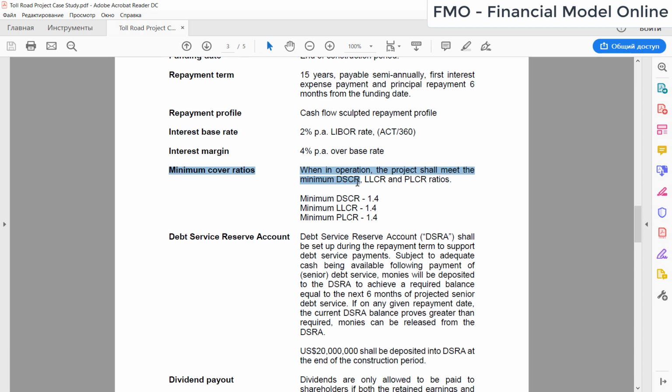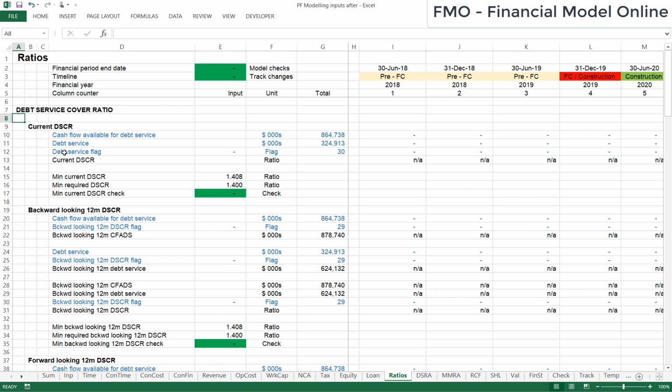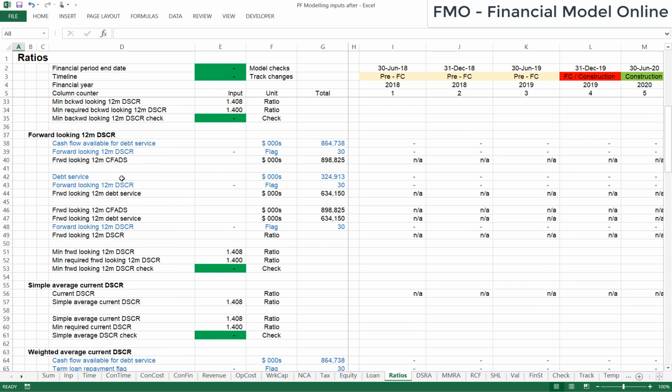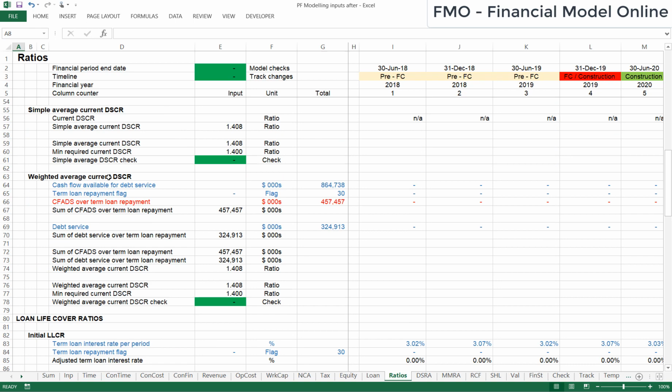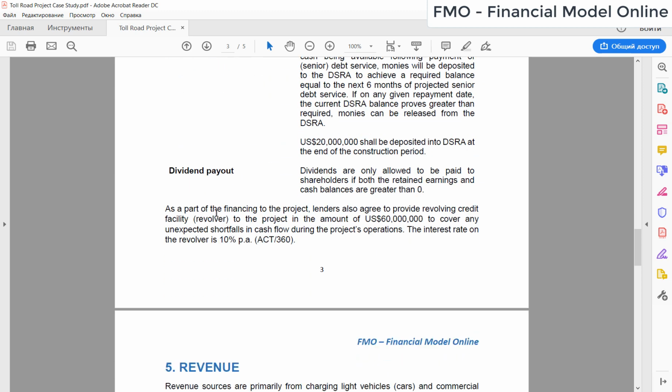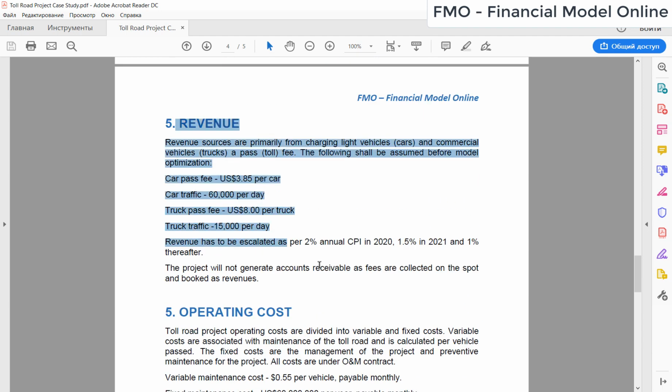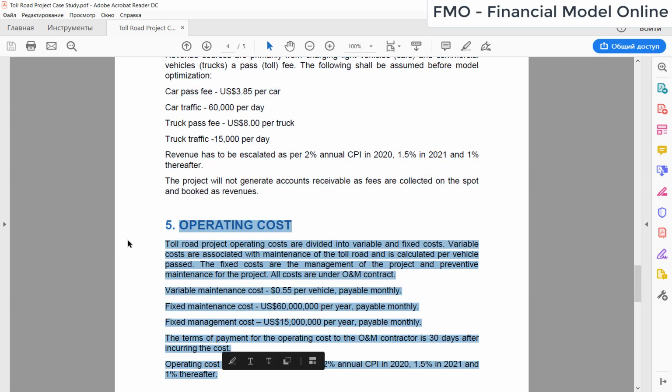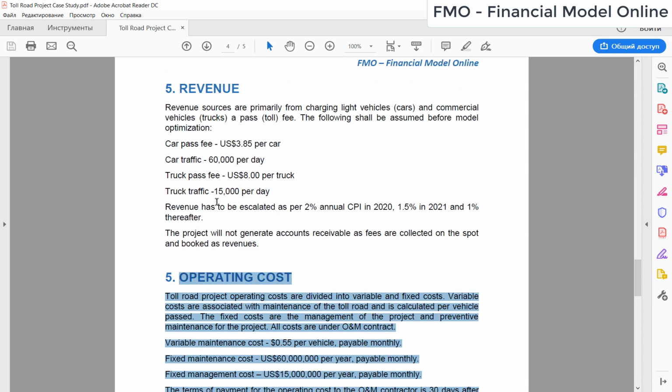You also have these minimum cover ratios that the project needs to meet, and in the model we're going to have those project finance cover ratios, making sure that they are either equal to or larger than this minimum required. We will also be modeling the debt service reserve account. As you can see in the case study instructions, the lenders also provide the revolving credit facility, so we're going to include this in our model. The revenue assumptions, the operating costs, all these you can read yourself. I'm not going to repeat what is written here, otherwise I'm going to be wasting your time.